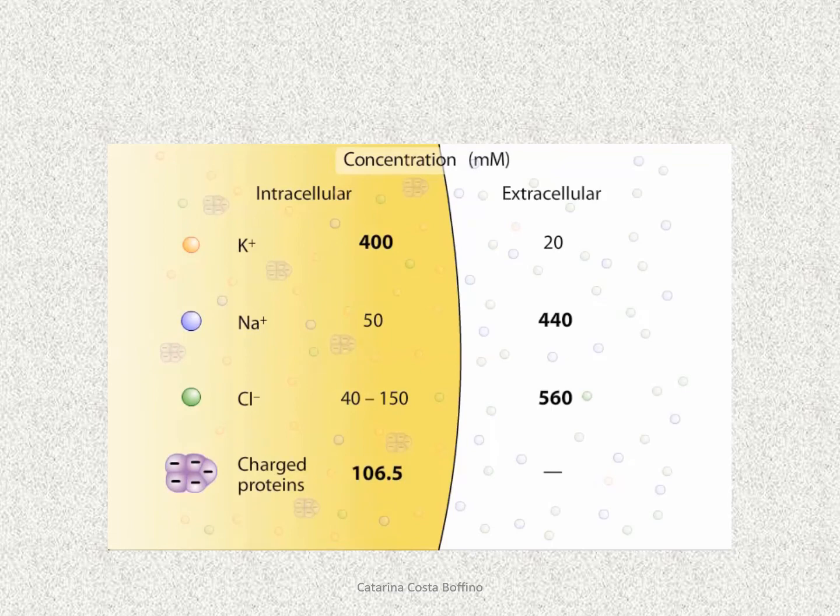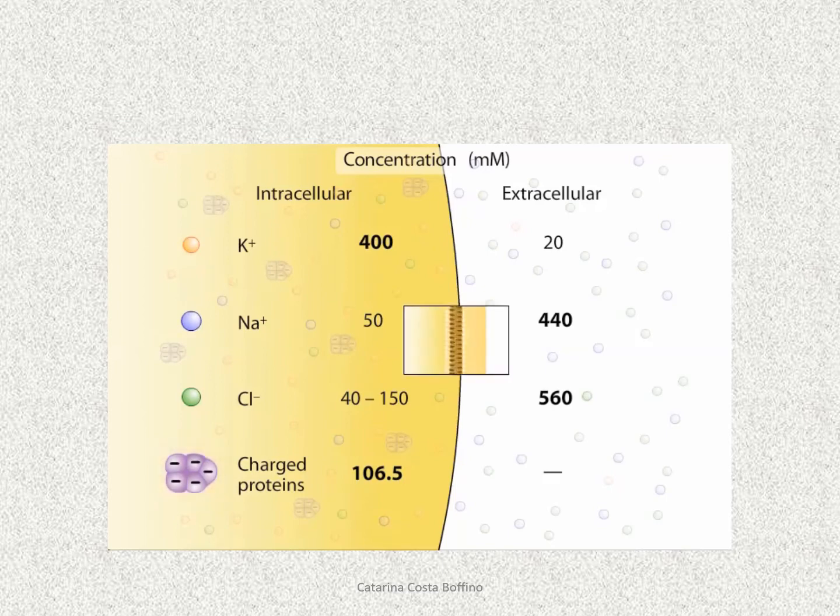In a typical squid neuron, there is a large difference in the concentration of ions, such as sodium and potassium, between the intracellular and the extracellular environments. In addition, the interior of the cell has a high concentration of protein ions, each with a considerable negative charge.